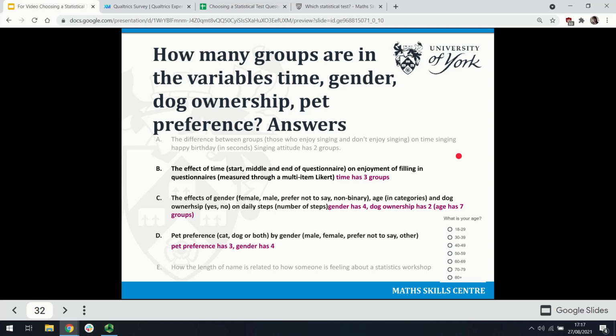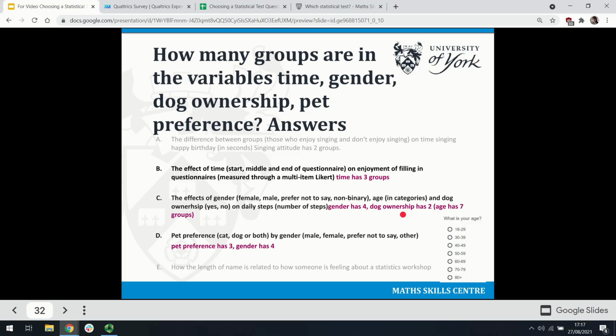Okay, so this first nominal variable we had, which was time, i.e. the start, middle, or end of a questionnaire, has three, right? Start, middle, and end of a questionnaire. That's the three groups. Gender, we've actually got four groups here because we're going for female, male, prefer not to say, and non-binary. And that's quite common in questionnaires now. So that's got four groups or levels to it. Dog ownership has two, so yes or no.